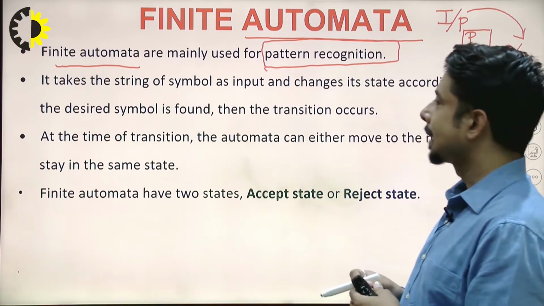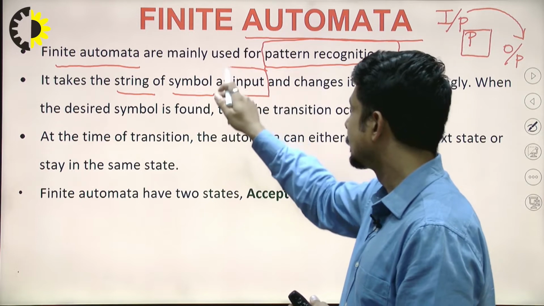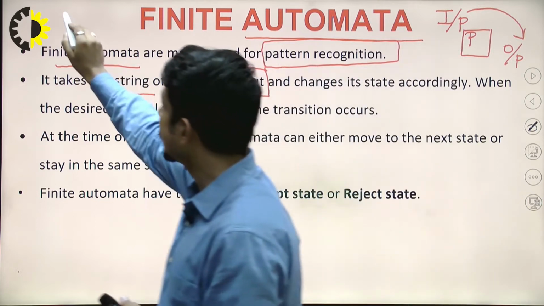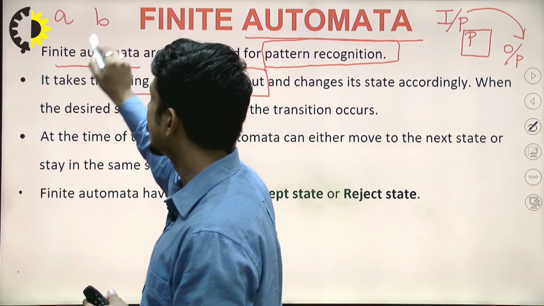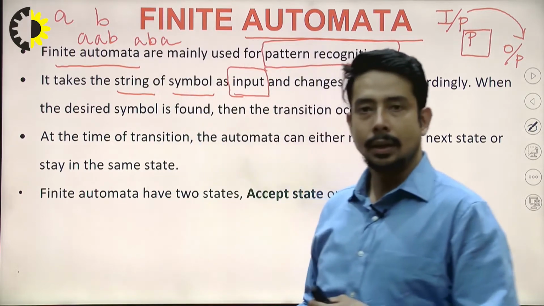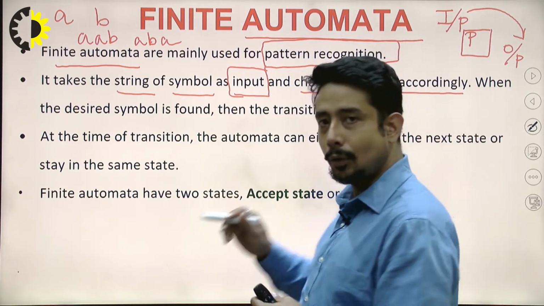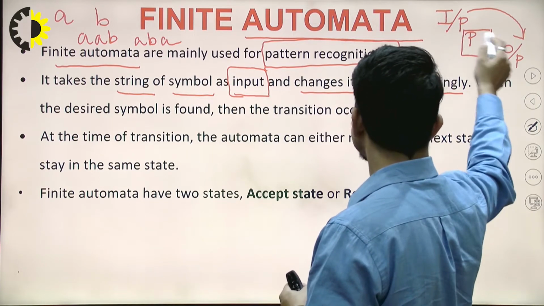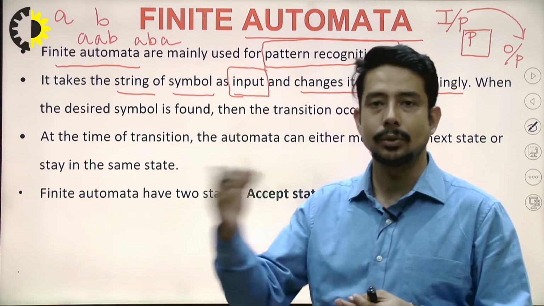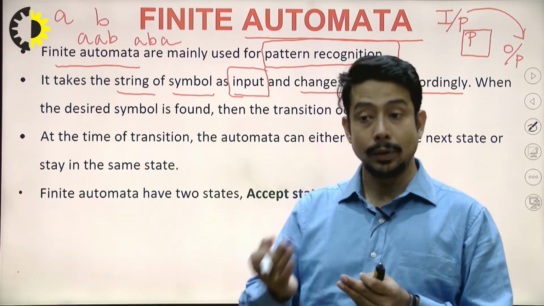Okay, let's go with the second point. It says that it takes a string of symbols as input. That means the input is a string of symbols. Symbols means, suppose I have A and another symbol B. If I combine them, I can say AAB, or ABA. These are strings of symbols A and B. These are taken as input and the machine changes its state accordingly. I have already shown you that between input and output there is a set of processing. These processing steps are nothing but states, one by one. So we need to use states to represent these particular transitions. Transitions means moving from one place to another, here moving from one state to another state.